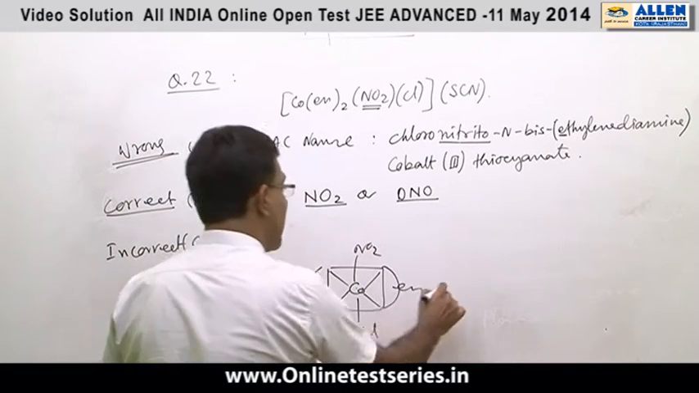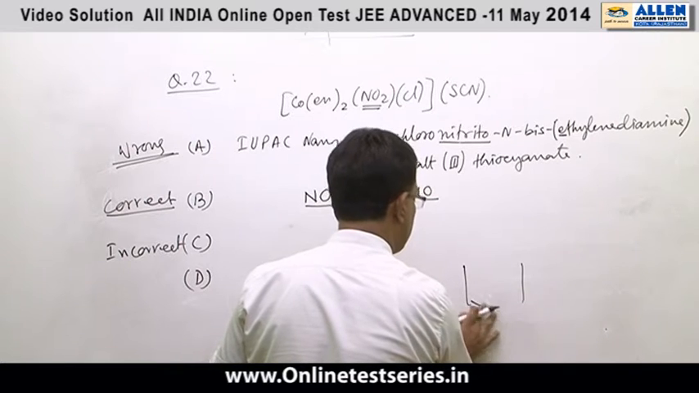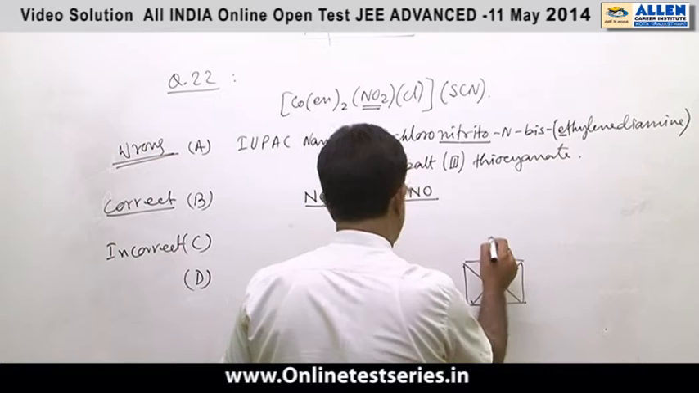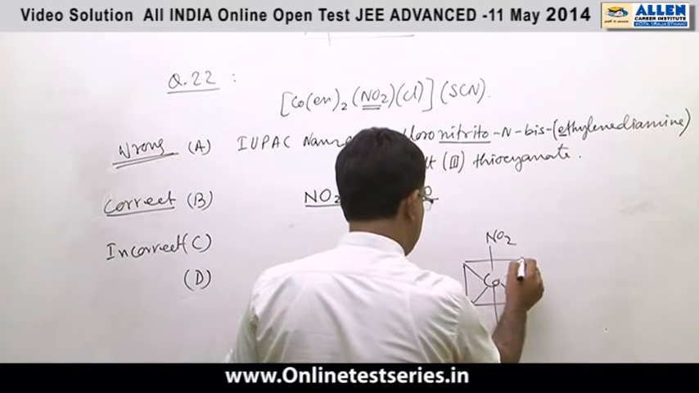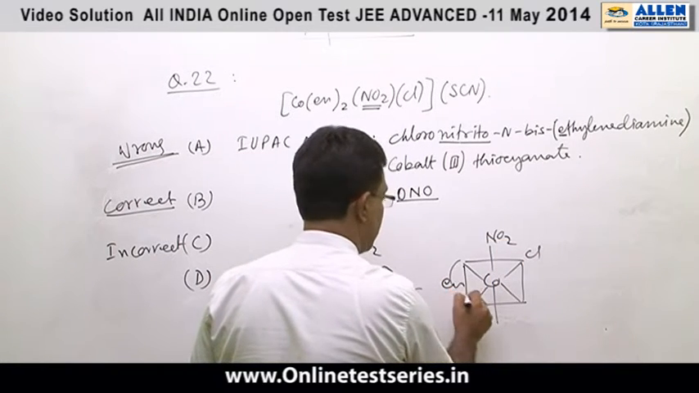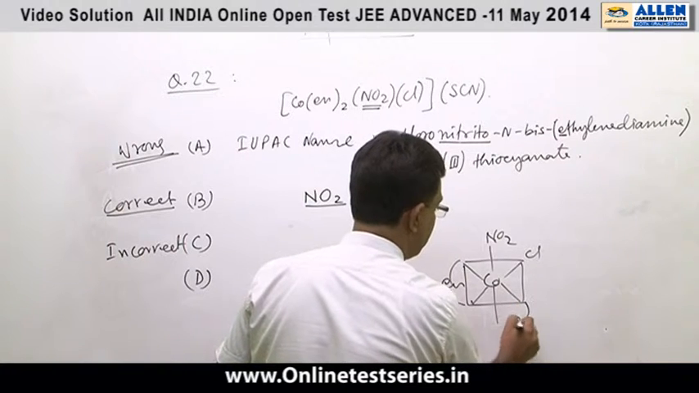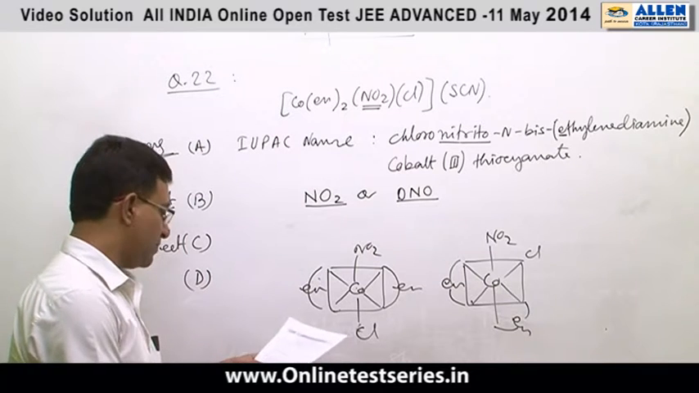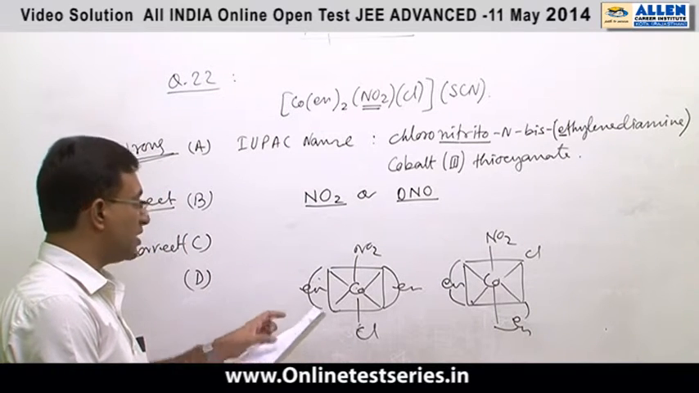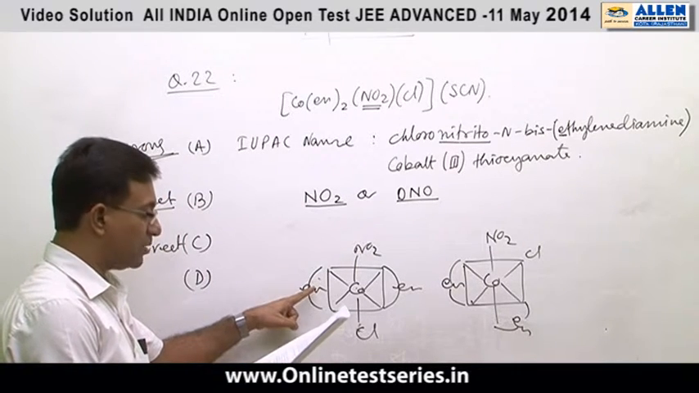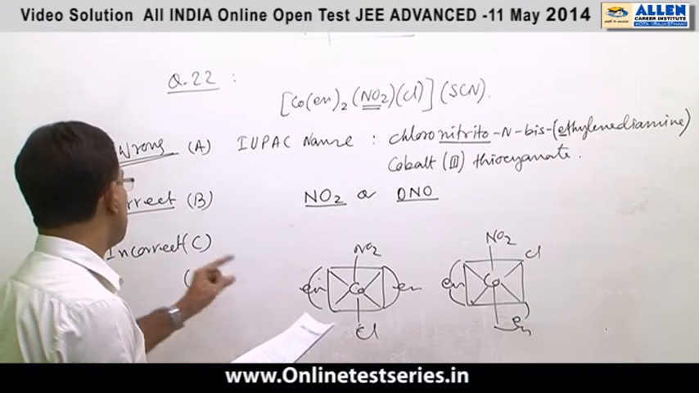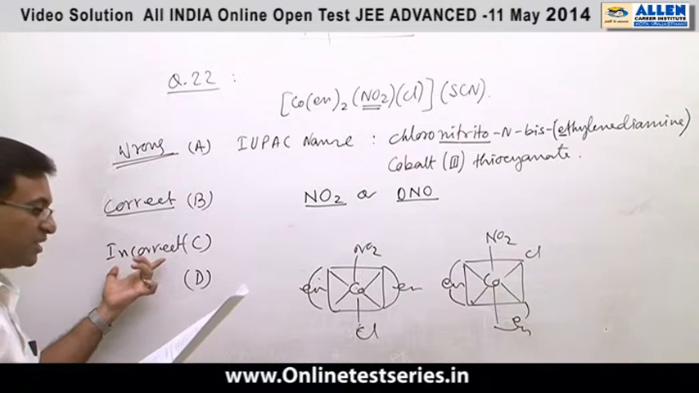This is Cl, and another one we can think of like this, that is the Co. Here it is like this, NO2, and this is Cl, that is en, and this is en. So it can have so many others also, and in this way we can have geometrical isomerism for this particular cationic part of this complex. Hence, the statement that it cannot show geometrical isomerism is wrong. So that's why option C is incorrect.